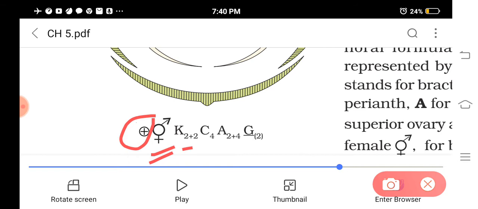Then the gynoecium is bicarpellary and syncarpous. How do you understand syncarpous? A bracket is there. Syncarpous means the carpels are united. And the gynoecium has a superior ovary. How can you understand that? The line is on the downside.